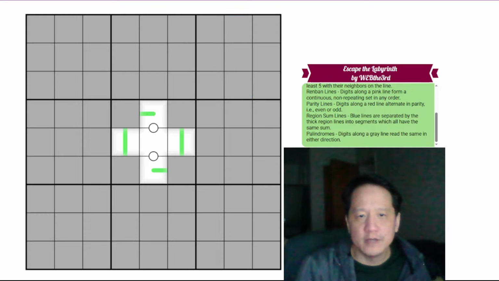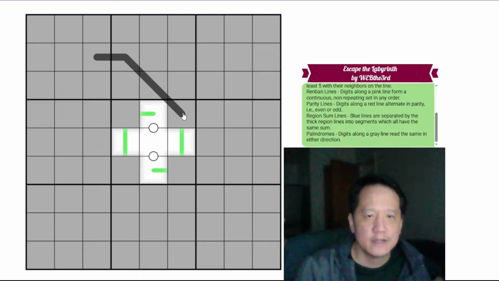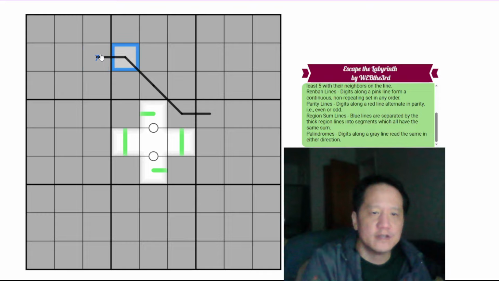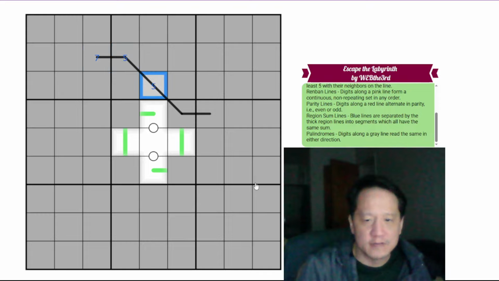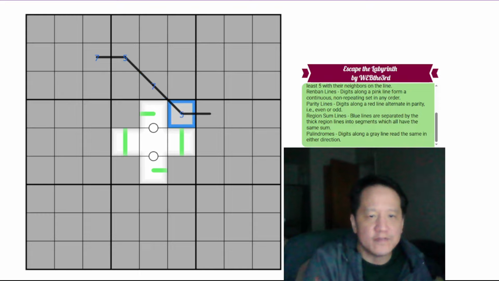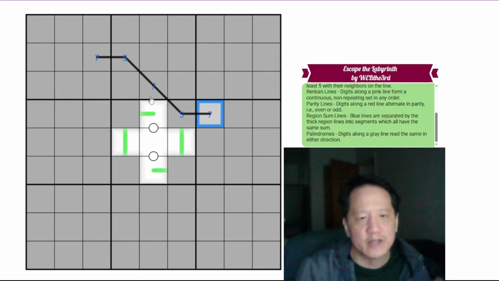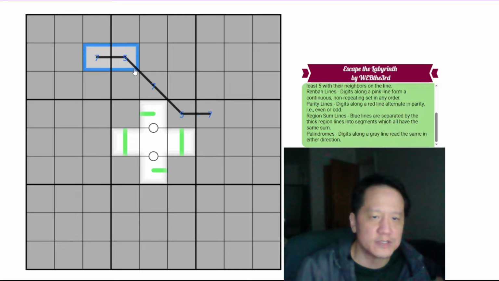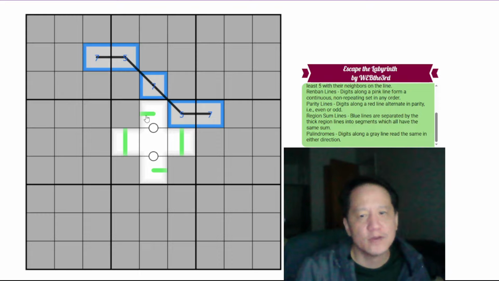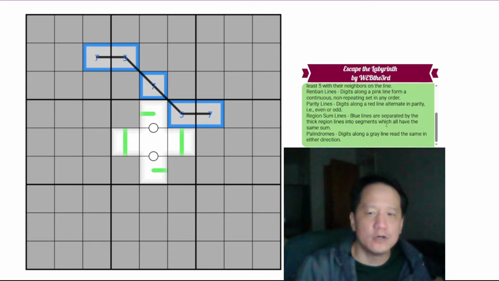And finally, we have palindromes, where digits along a gray line read the same in either direction. So think of the black line as a gray line, and you could have something along the lines of 7, 5, 7, 5, 7, 5, 7. And this would be valid as a palindrome line because it reads the same in one direction as it does in the other direction. So, those are all the rules in this puzzle.